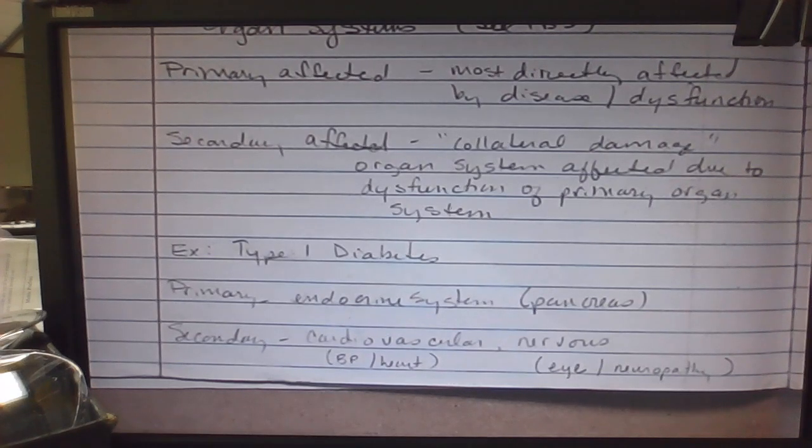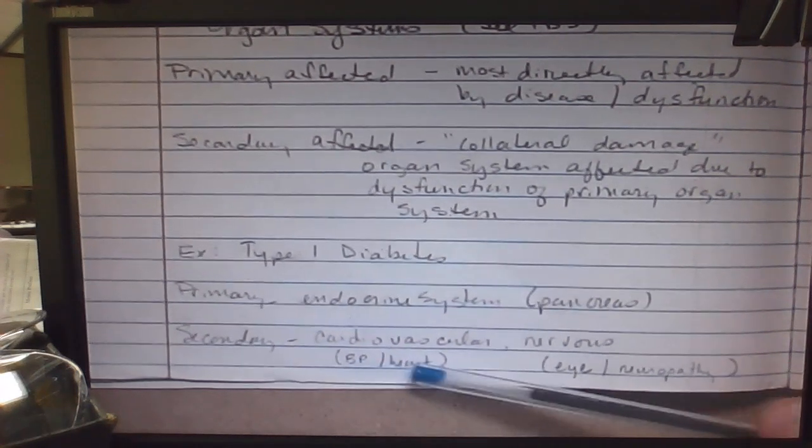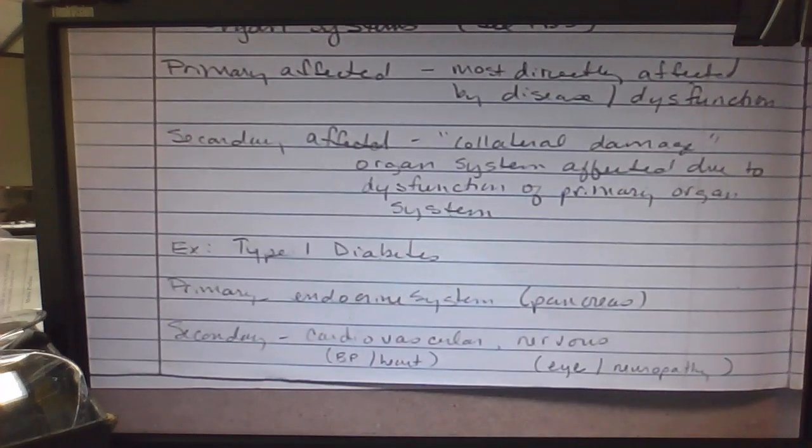We can even say that maybe a secondary system affected might be the urinary system. The blood vessels in the kidneys are also under a lot of stress, and they might even be destroyed. And so that would lead to kidney disease.